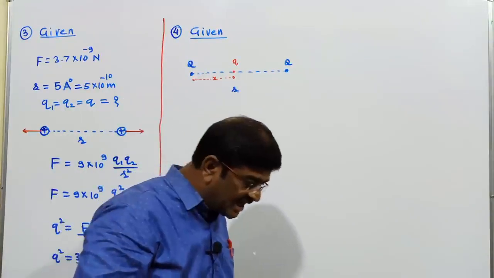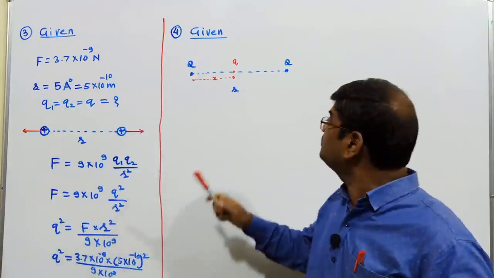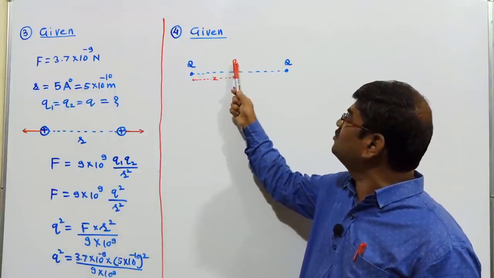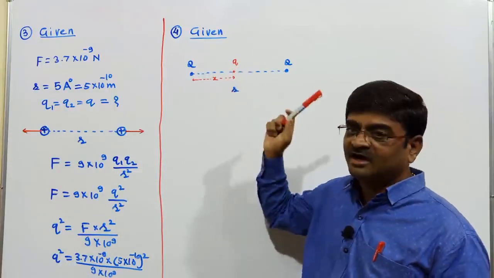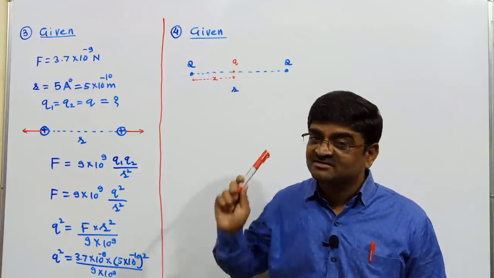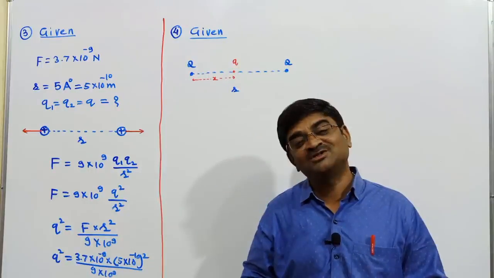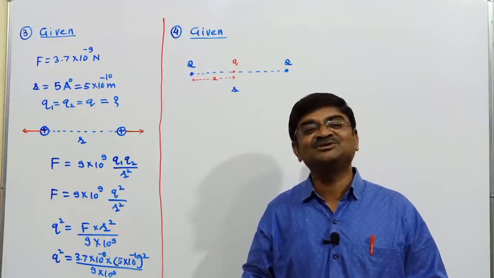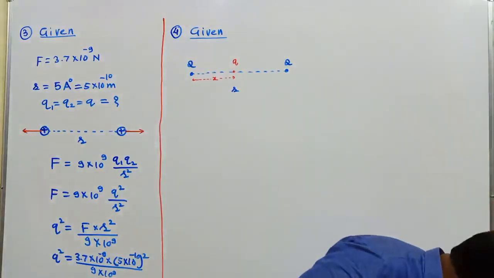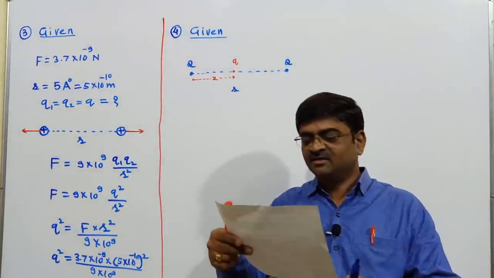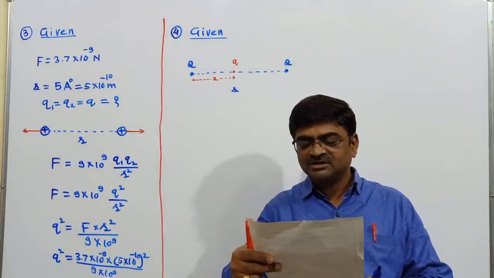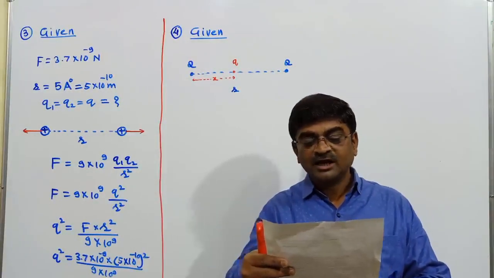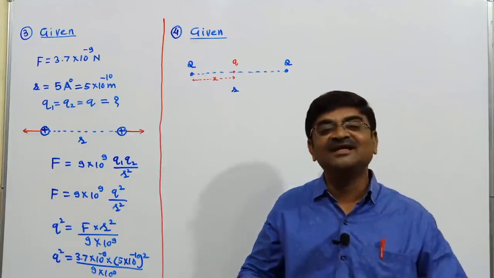And what is asked is, what should be the magnitude, nature and position of that third charge, so as to make that system be in equilibrium. If I am not wrong, what are they asking? What should be the third charge so that all the three charges are in equilibrium?